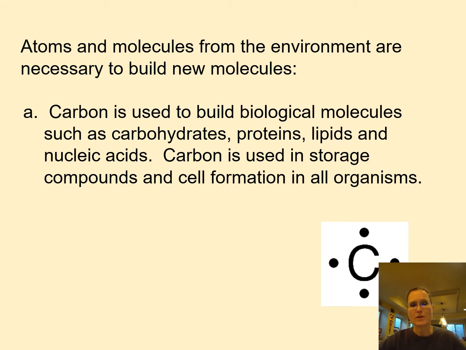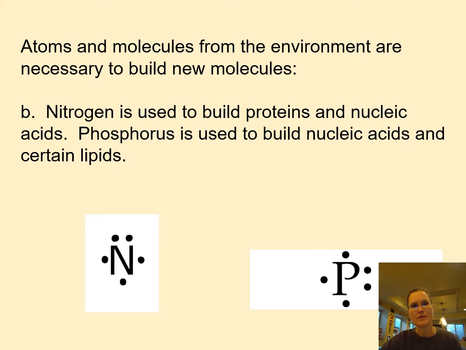So the first one is carbon. We are carbon-based. Carbon is in everything that's in a living thing. When we talk about organic chemistry, that is the chemistry of carbon-containing molecules. Carbon is useful because it has 4 valence electrons, so it can bond with a lot of different things in a lot of different ways. So it is flexible and useful. So we have evolved to be based in carbon.